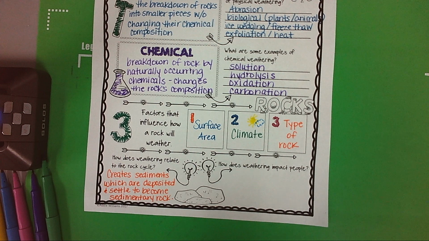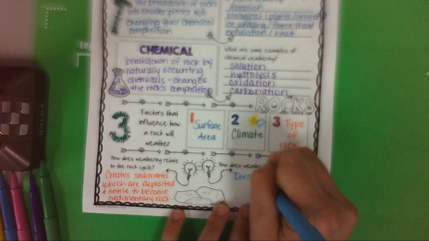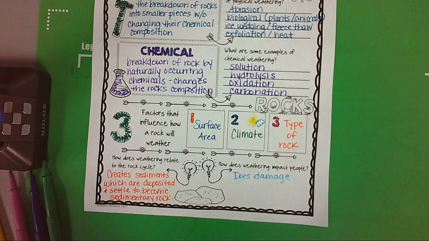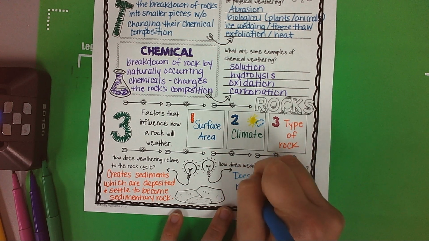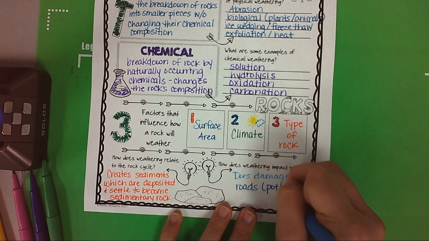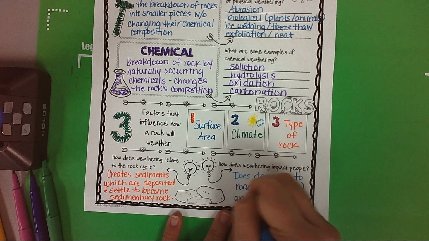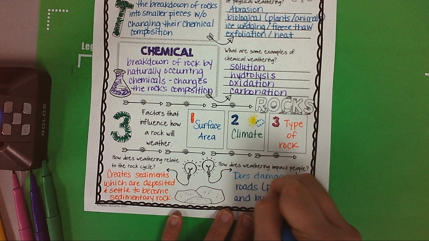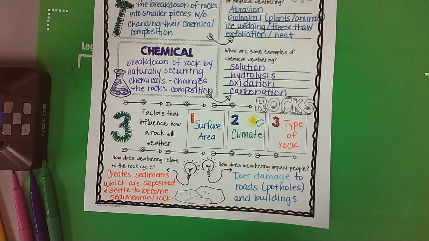How does weathering impact people? Okay, well, it does damage. My pen is running out. Oh no. Okay, so it does damage to roads, which that's what creates potholes, breaking things into smaller pieces. Remember, you had one big road and now you have pieces missing. And it affects buildings because buildings are made up of certain rocks.